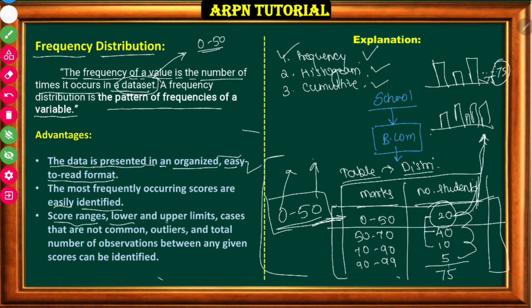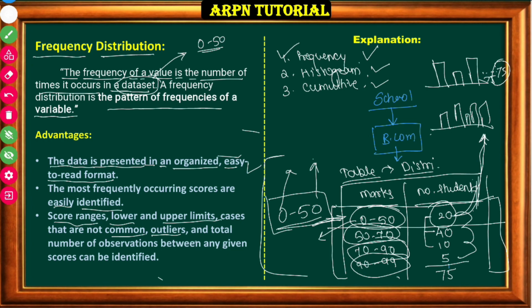The score ranges' lower and upper limit cases are not common, the outliers. As I say, it may change. Here I have taken a range of 50, here a range of 20, here again a range of 20, and here a range of 9. So in that case we have different actual minimum lower values and upper values. It depends on the person who wants to represent the data. In this scenario, it is completely up to me.